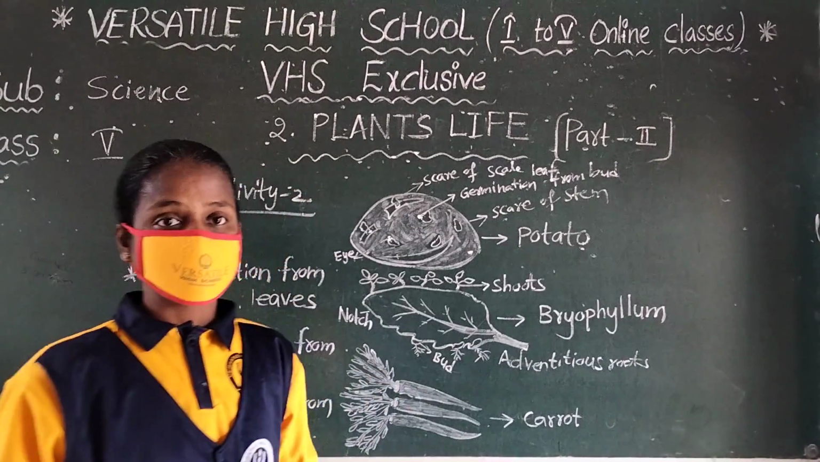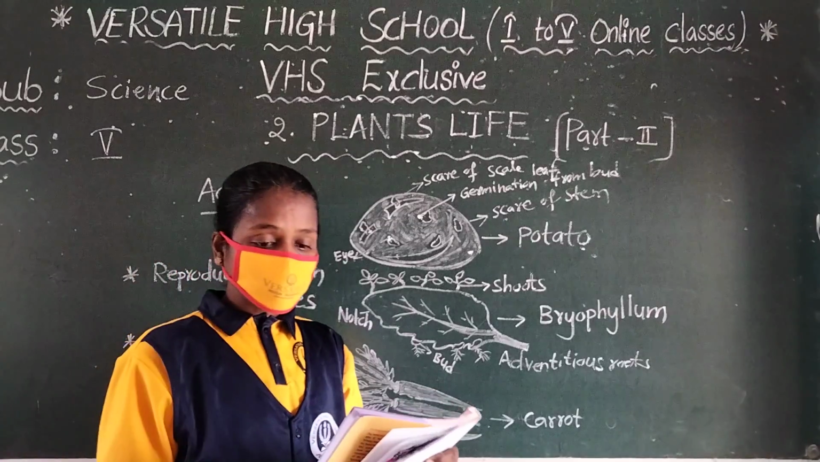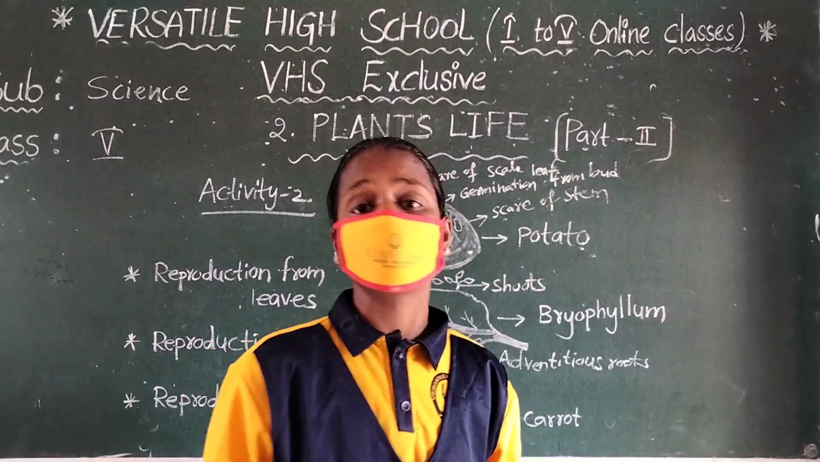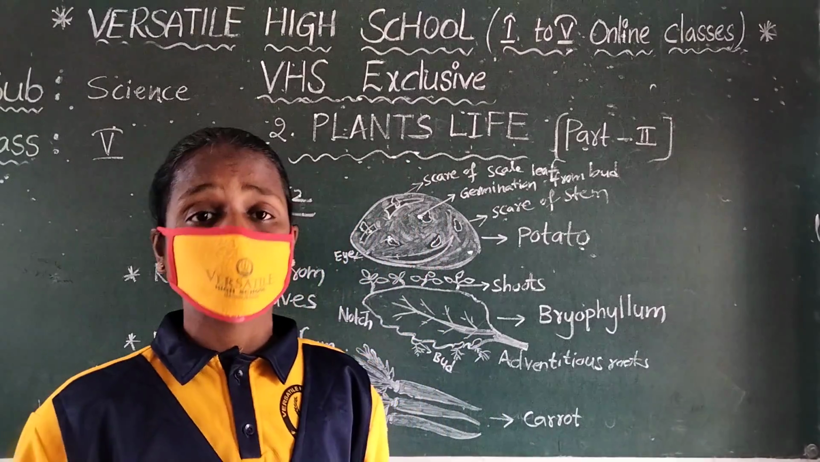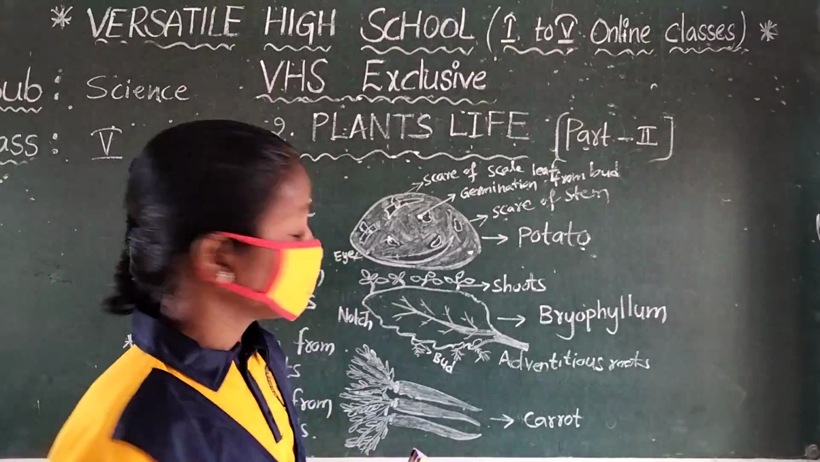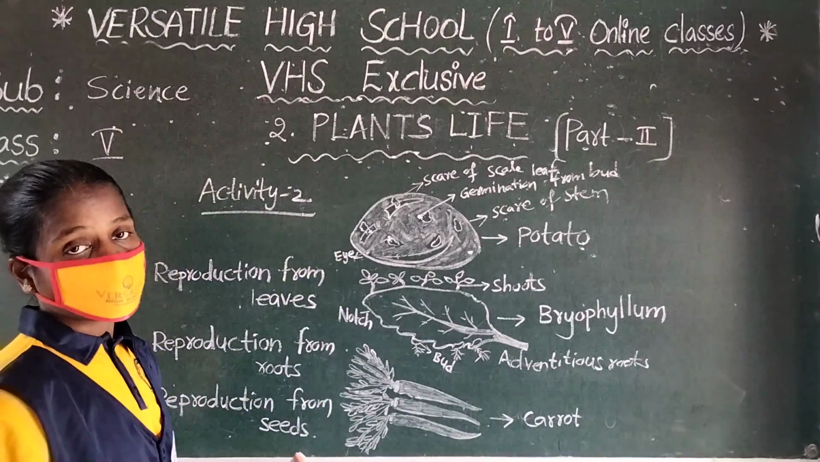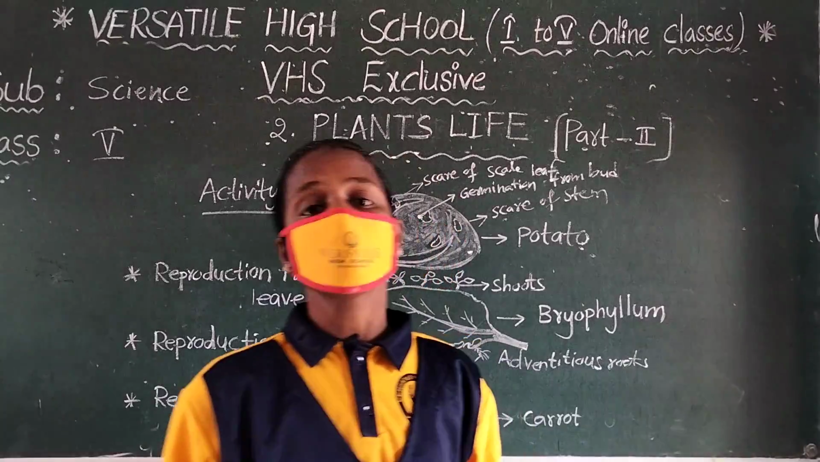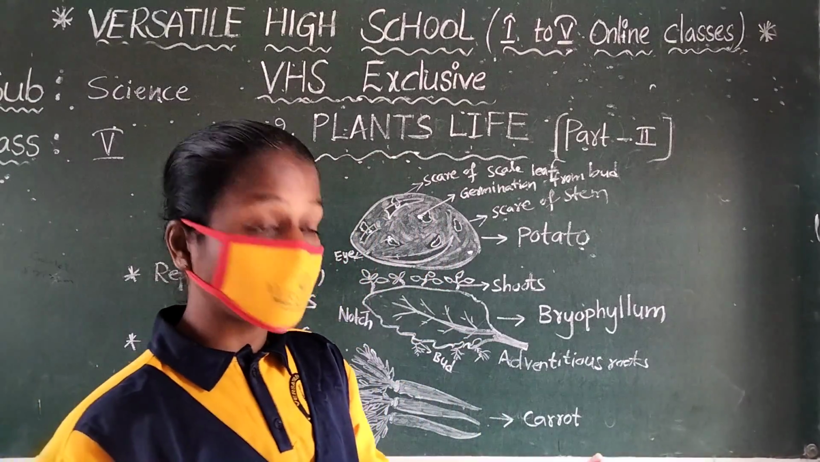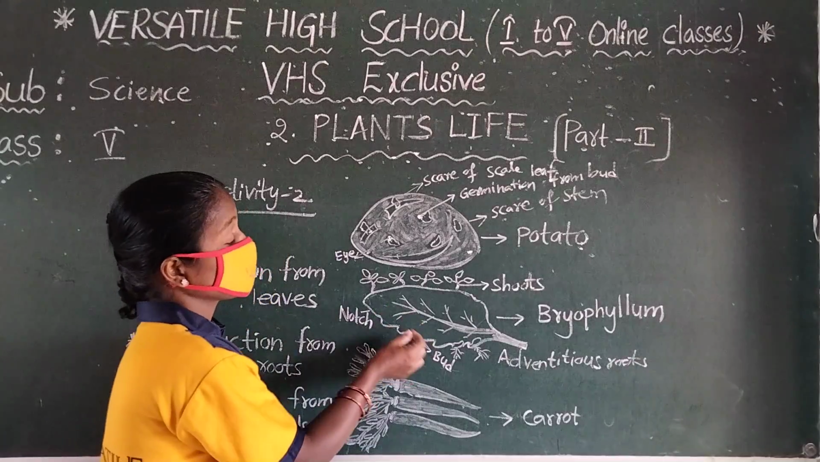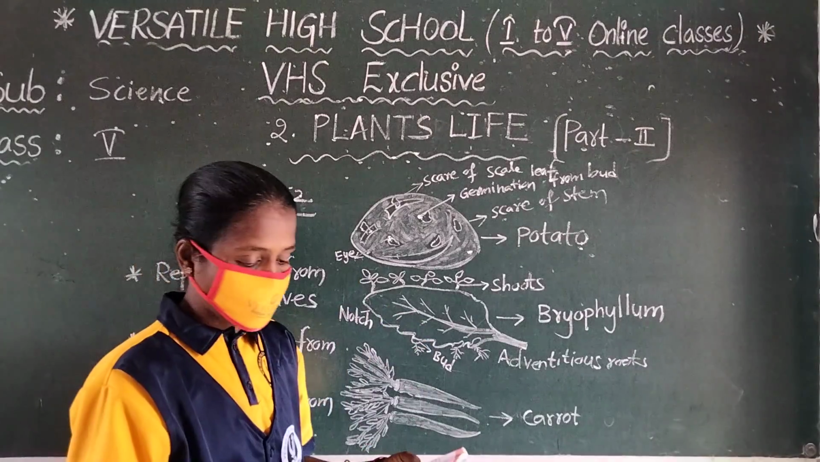Then what do we conclude? We conclude something about the vegetative parts of the plant. What are the vegetative parts? Vegetative parts are roots and stem. Reproductive parts are what? Flower. So here we can conclude that vegetative parts of a plant can give us new plants.